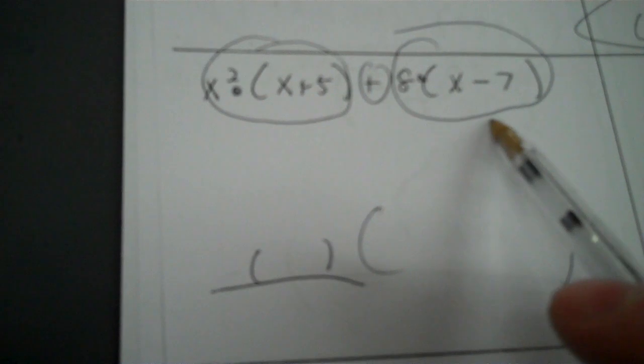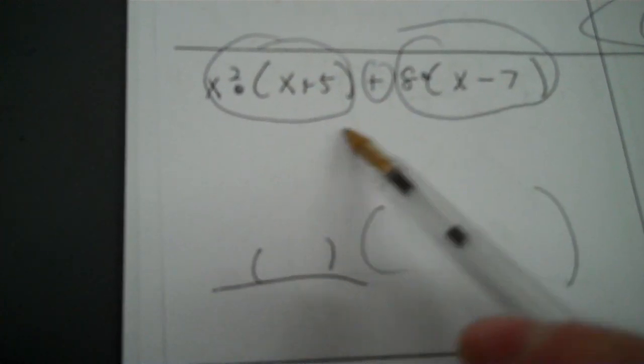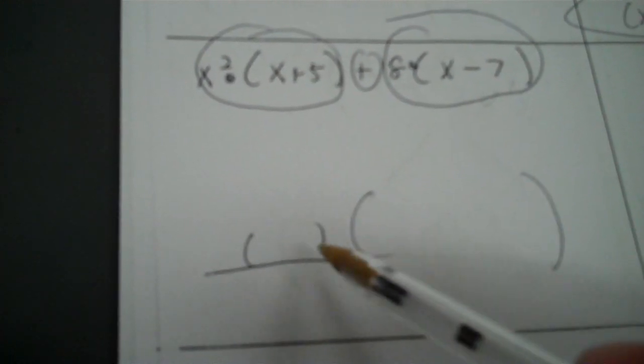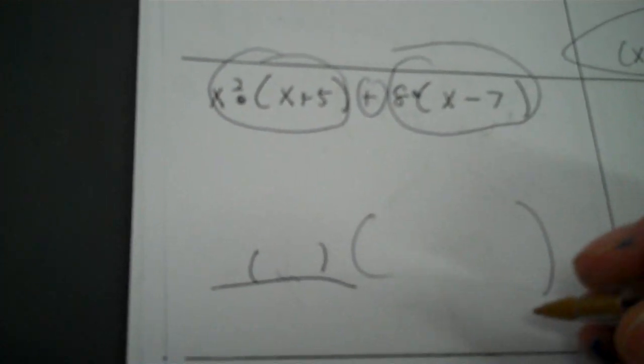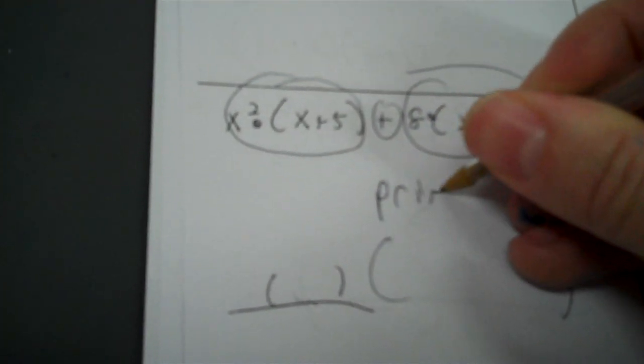Okay, so I've got x squared and 8. There's nothing the same about those. x plus 5 and x minus 7, those are totally different parentheses, okay? So I cannot put a parentheses here. So what the answer is, it's prime. That means you can't do anything with it. It cannot be factored. So where this is going to come up here in the future.